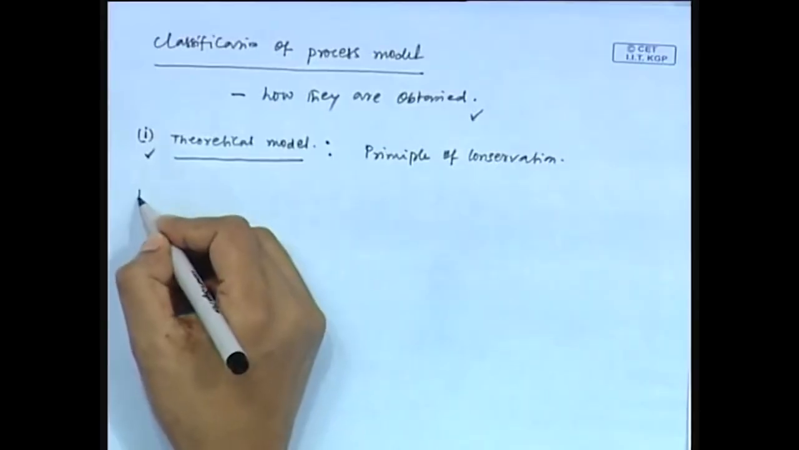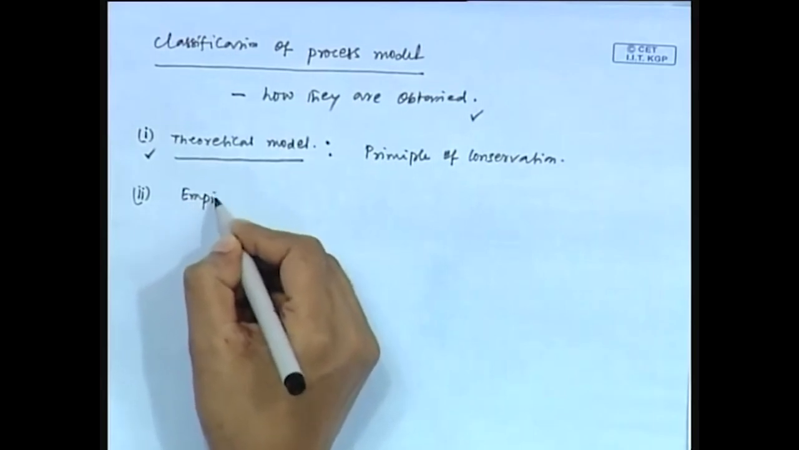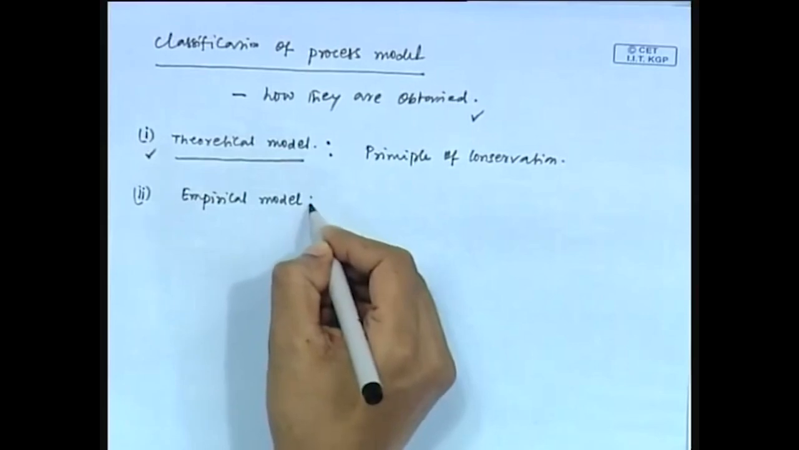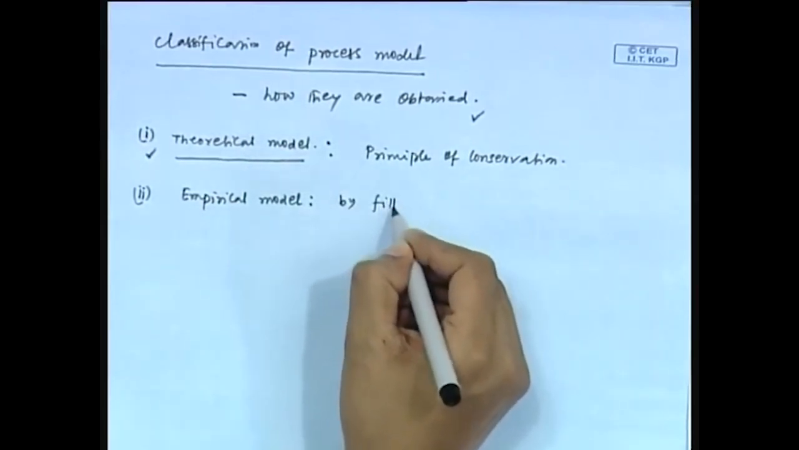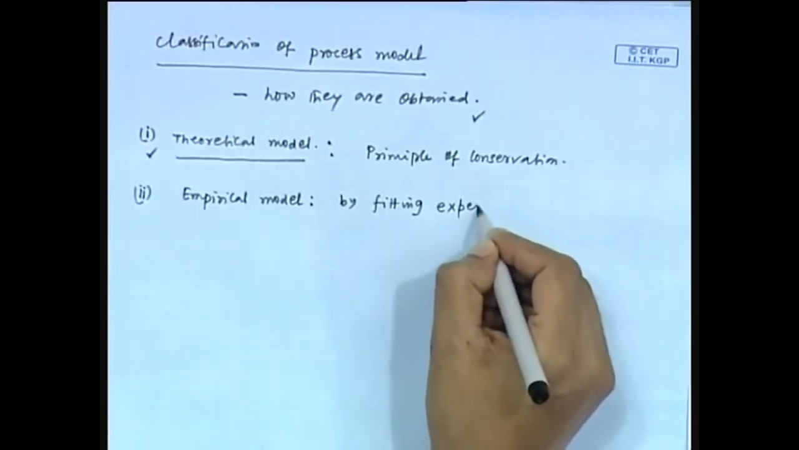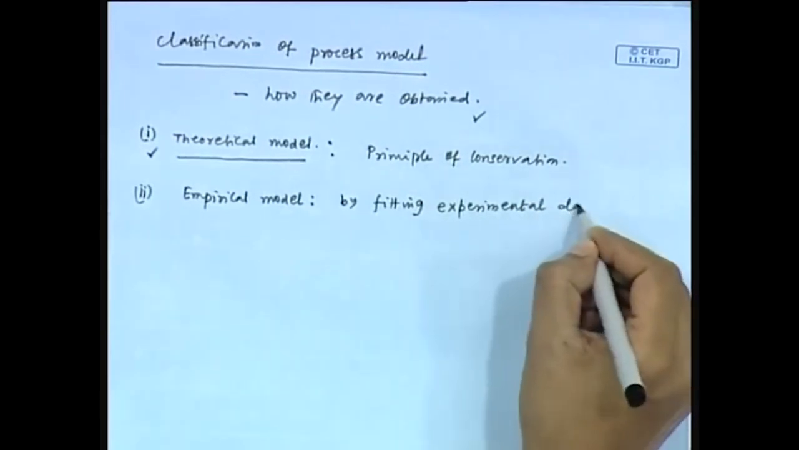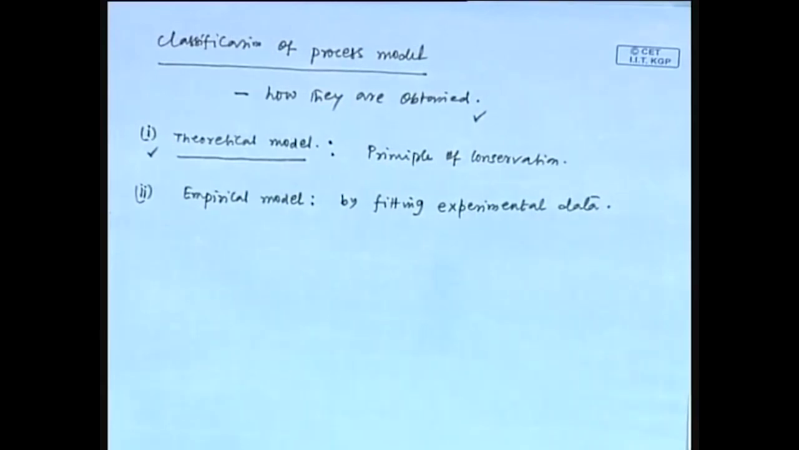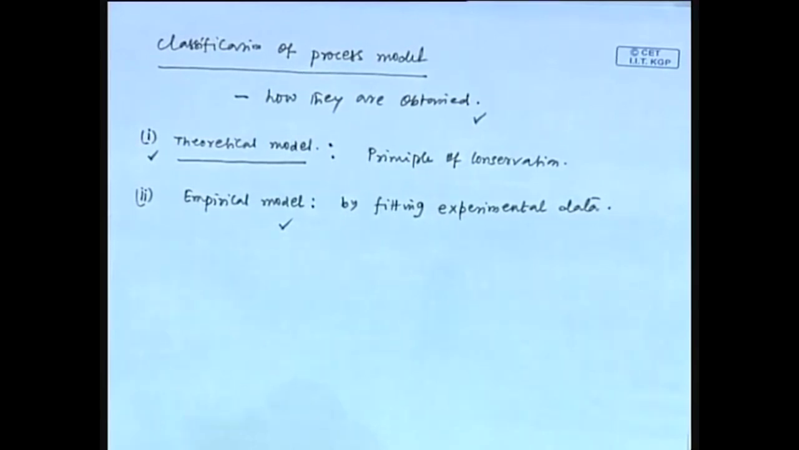Fine. And another type of model, that is empirical model. This model is obtained by fitting experimental data. The second type of model, that is empirical model. This empirical model we can obtain by fitting experimental data. Basically, if we have the experimental setup, we have different sets of input output data. Now, if we have the input output data, by fitting those experimental data, we can determine the coefficients. Fine. By that way, we can construct a model, and that is the empirical model.